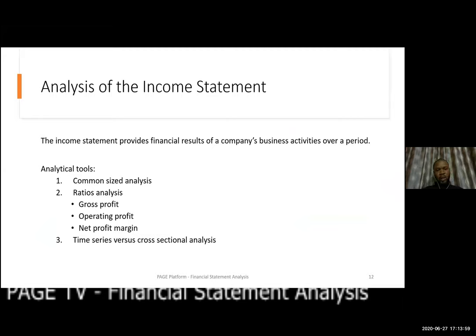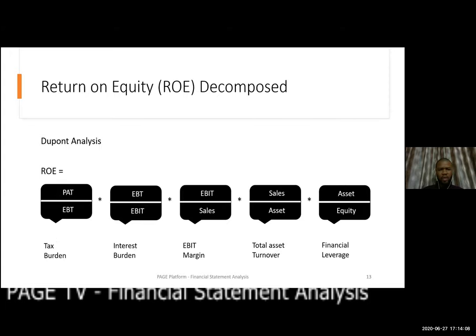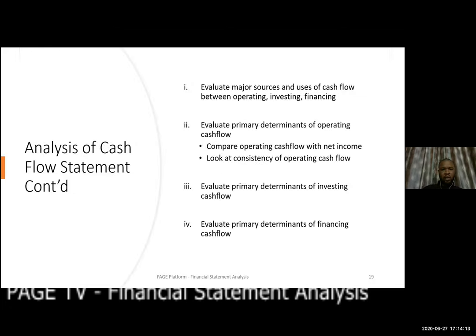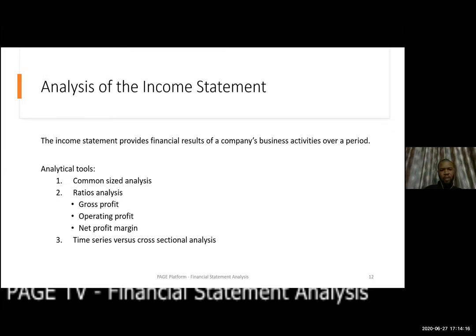So at this point in time, I have to pop up my Excel. We'll look at analysis of income statement, analysis of balance sheet and equally cash flow. But before I do that, for analysis of income statement, we'll adopt the three approaches listed here. One is common sizing analysis, two is ratio analysis, and three is time series versus cross-sectional analysis. So I will pop up my Excel now and demonstrate these three analytical tools and how we could use them in analyzing the income statement.